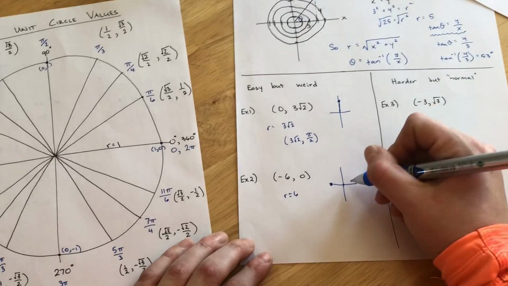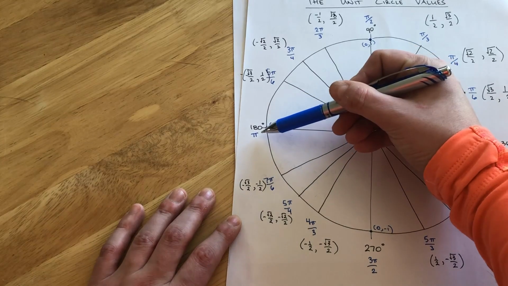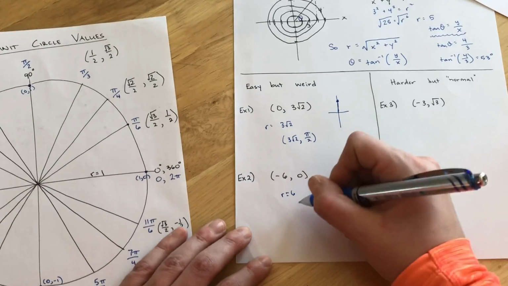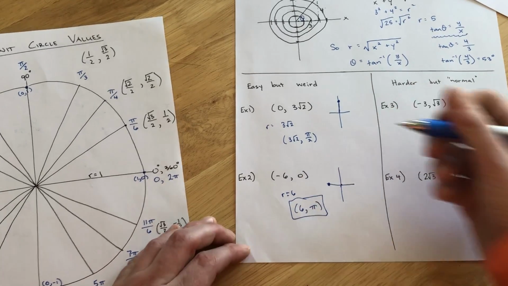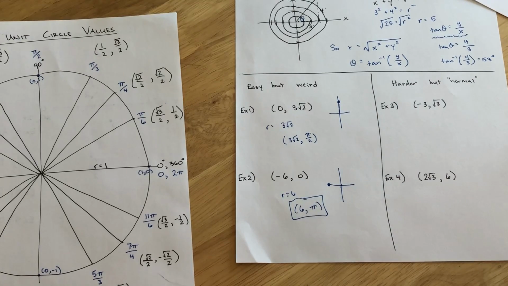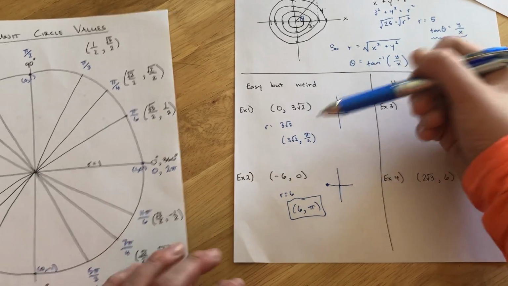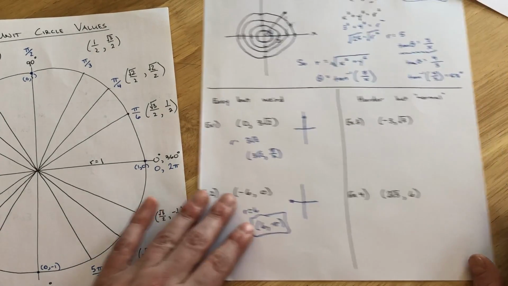Meanwhile, the angle, well, that's our 180-degree location. And if we take a look, remind ourselves, oh yeah, that's pi for the angle. So our polar form of that location is 6, pi. So like I said, those are the easy ones, but they might trip you up. Anytime you see a 0 somewhere, you know that we're on an axis, and it's going to be one of the easy but weird ones.